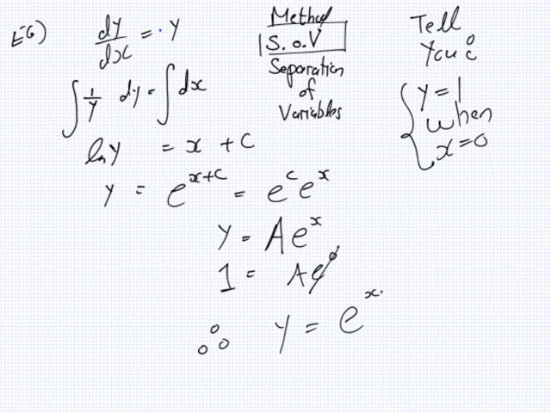Now, when you think about it, that makes sense. What's the derivative of e to the x? e to the x. So is the derivative equal to itself? Yeah, this equation is right, because this answer makes sense. Okay, I'll give you an easy one to try, but then we'll do a hard one.